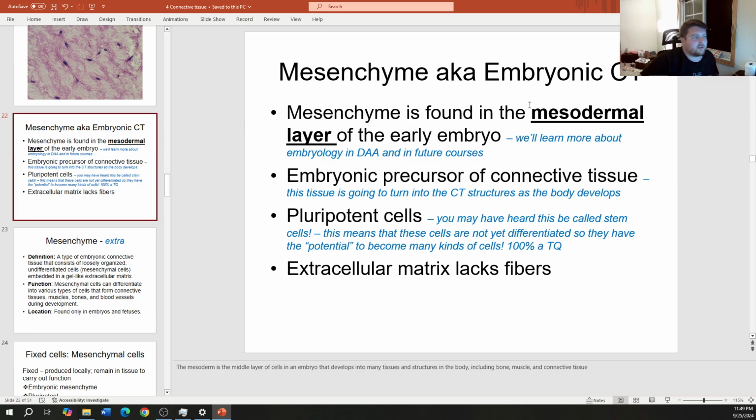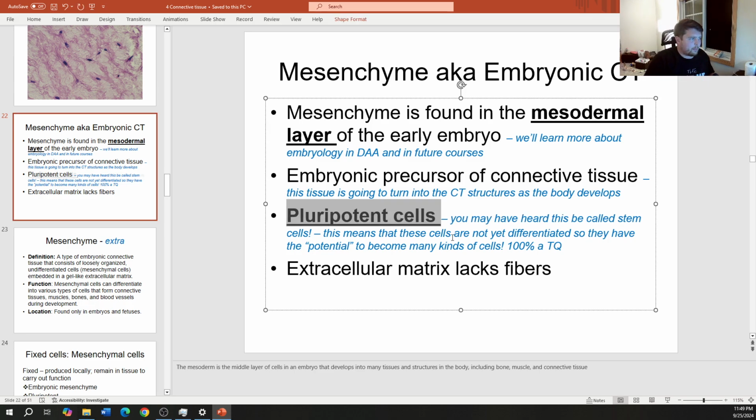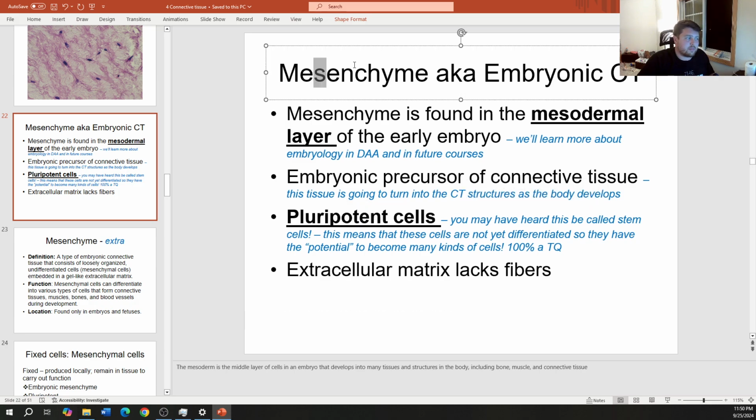Anyway, so the mesenchyme is found in the mesodermal layer of the early embryo, and it's the embryonic precursor of connective tissues. It is something called pluripotent cells. Pluri meaning plural, potent meaning potential. Okay, this is 100% a test question. They always ask about which of the following is a pluripotent cell, and it's the mesenchymal cells.